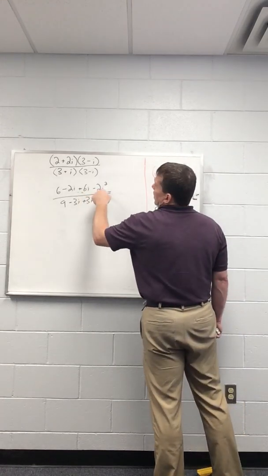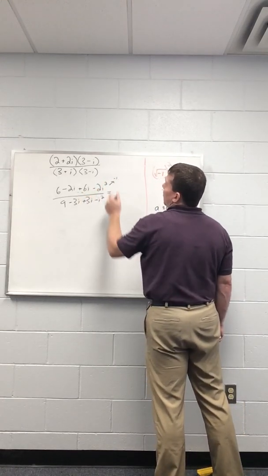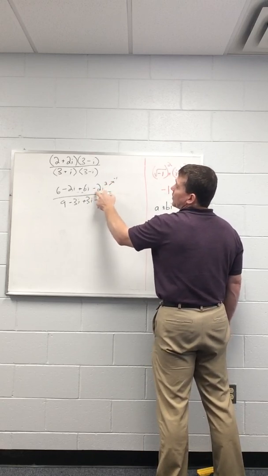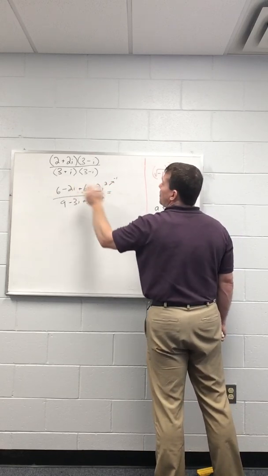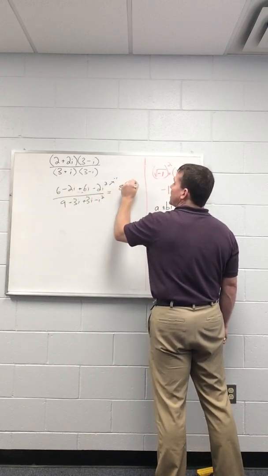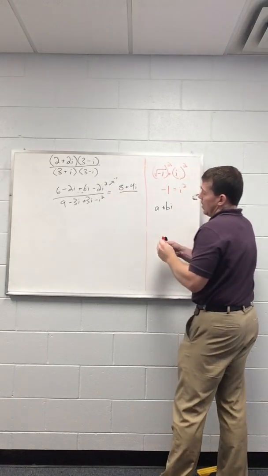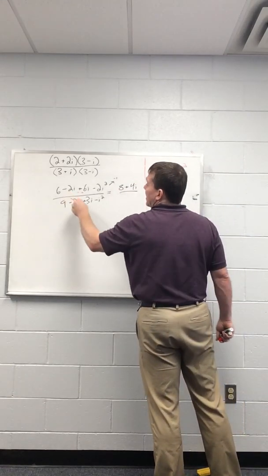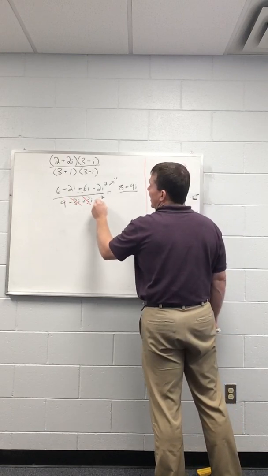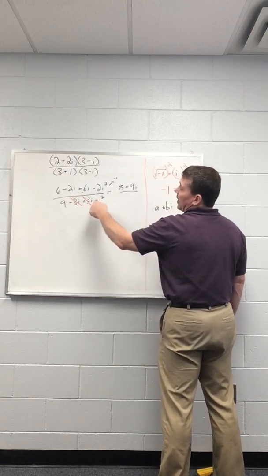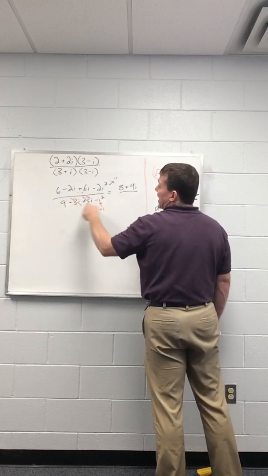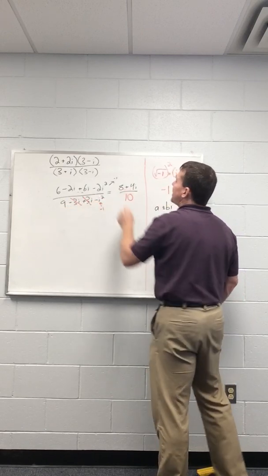On the top, we know i squared is -1, so this becomes -2 times -1, which is positive 2. 2 plus 6 is 8. 6i minus 2i is positive 4i. On the bottom, negative 3i plus 3i cancels. Negative i squared is -1, so this is -1, which is positive 1, and I get 9 plus 1, which is 10.